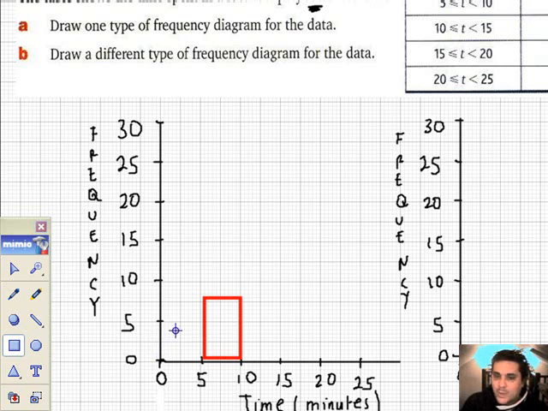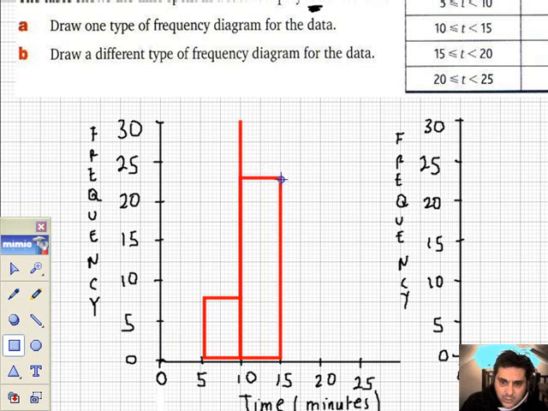Alright, that's that one. Now I've got to try and make the next one touch if I possibly can. So, I should have started from the bottom, shouldn't I? So let's start from there, go across, go all the way up to 30.